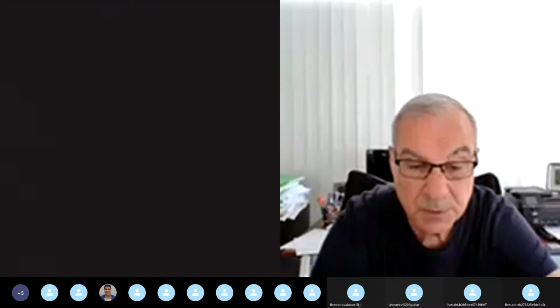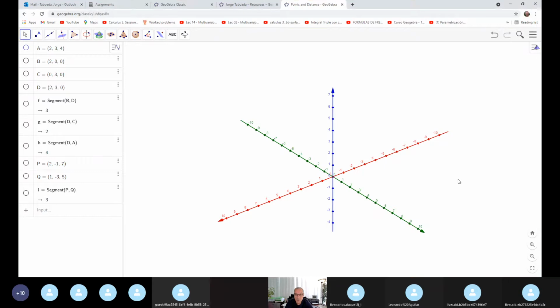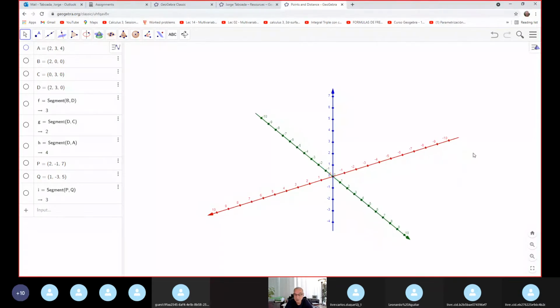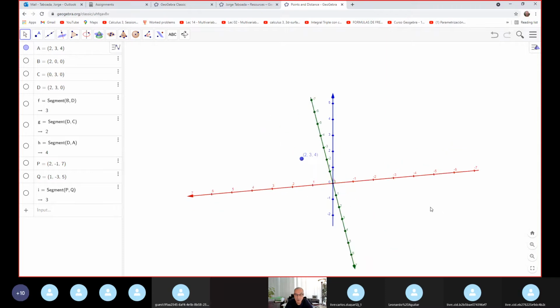Okay, so now do you see GeoGebra? Do you see it or no? Yes or no? Okay, look, I plot the point (2, 3, 4). Boom, I plot the point. And you can rotate and you can see the position of the point.